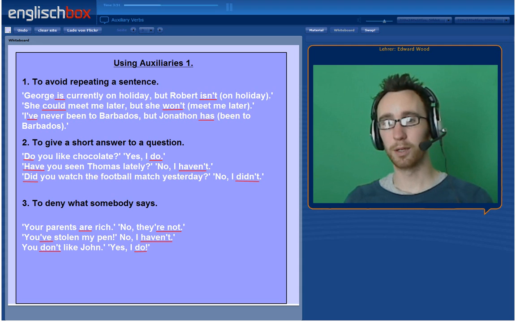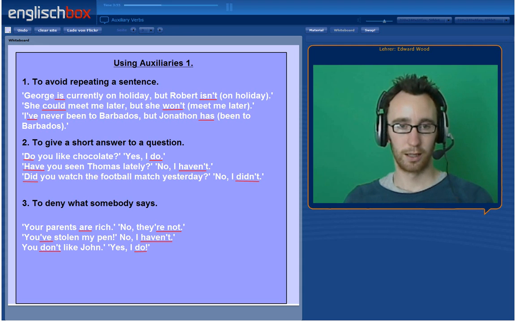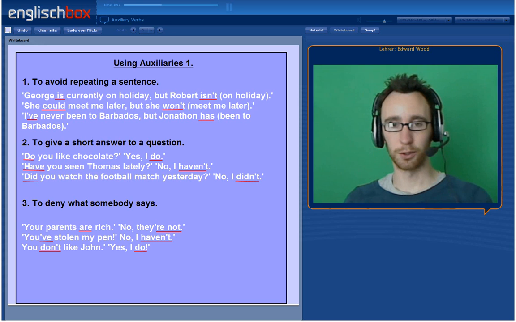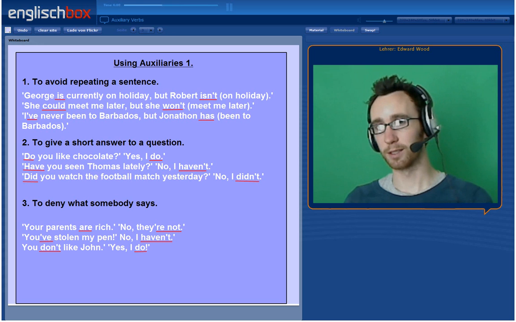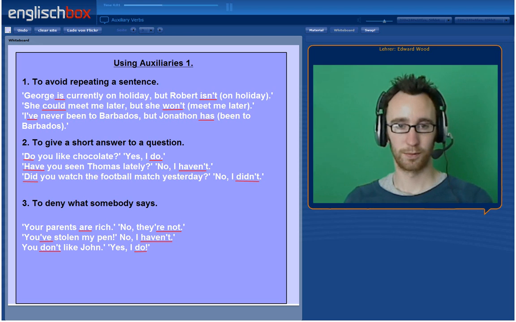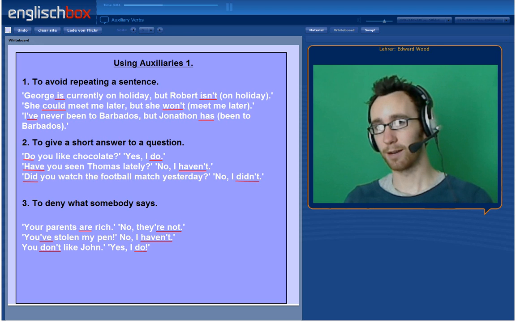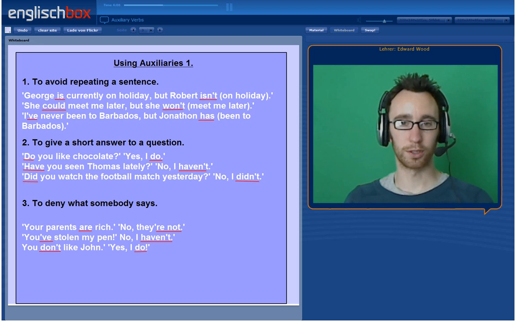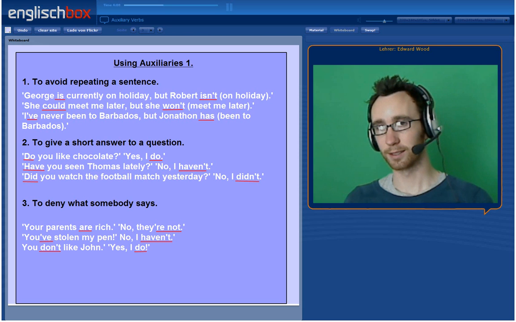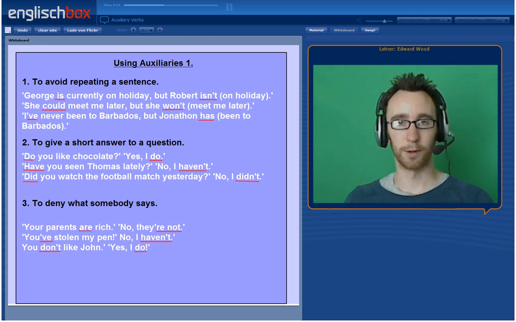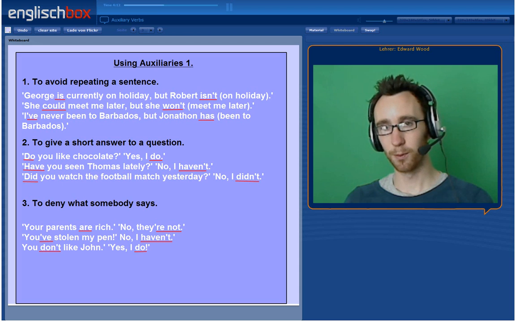Number two, we also use the auxiliaries to give a short answer. So we have the questions, do you like chocolate? And the affirmative answer, yes I do. Have you seen Thomas lately? No I haven't. And did you watch the football match yesterday? No I didn't. So you'll see the first question is in the present simple.